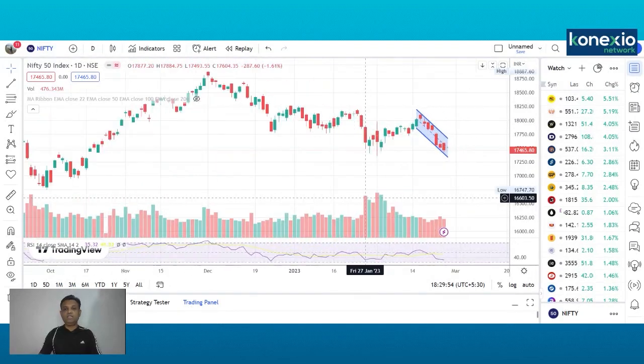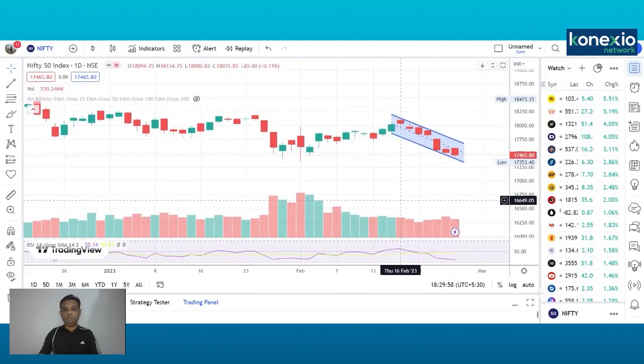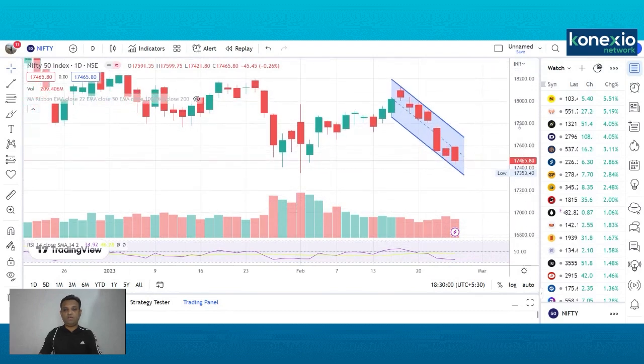This is the Nifty daily chart, and this was the pattern we have been observing for the last seven trading sessions. One, two, three, four, five, six, and seven. These are seven consecutive trading sessions where Nifty had ended on a negative note.